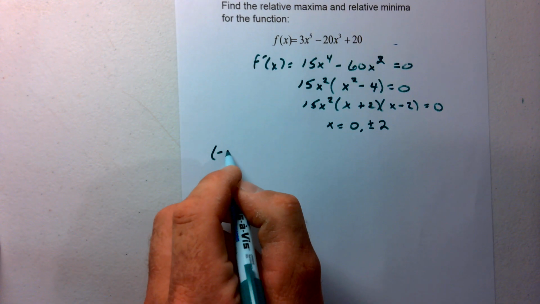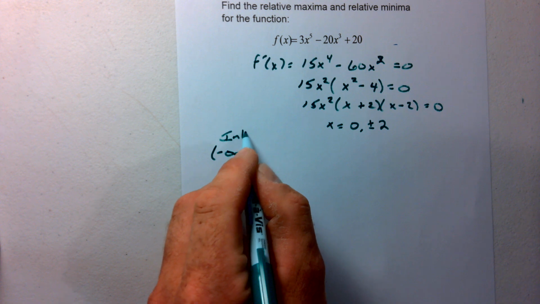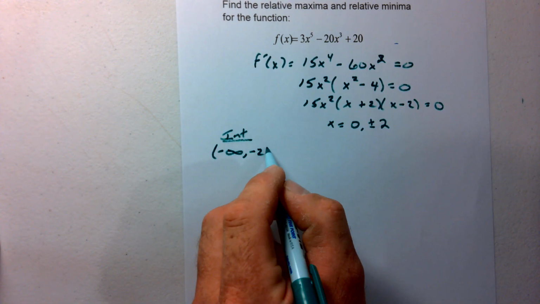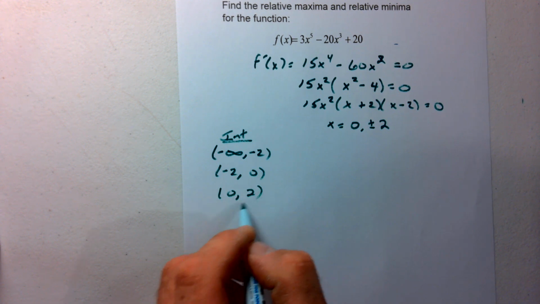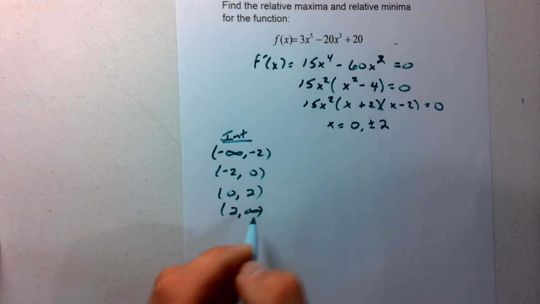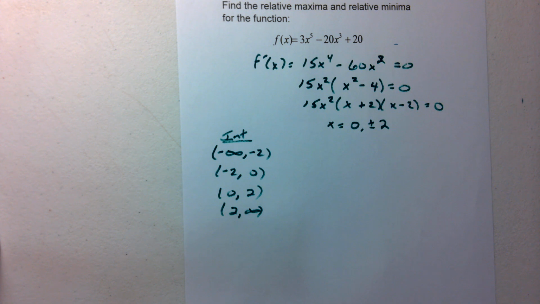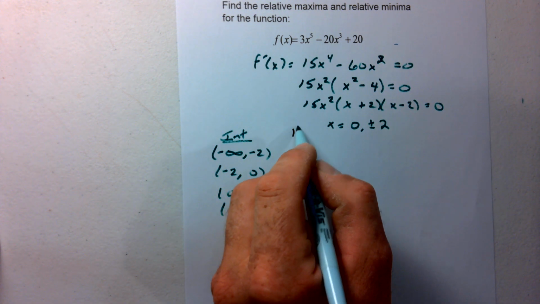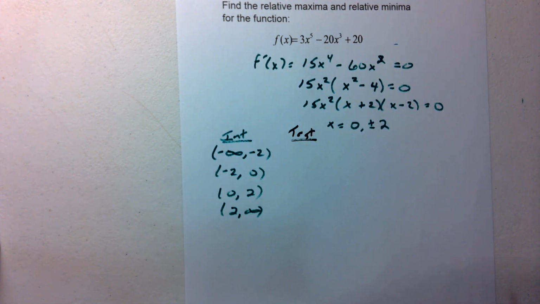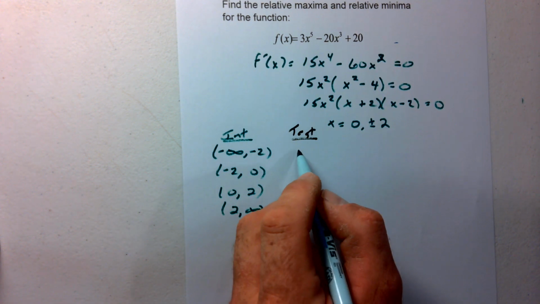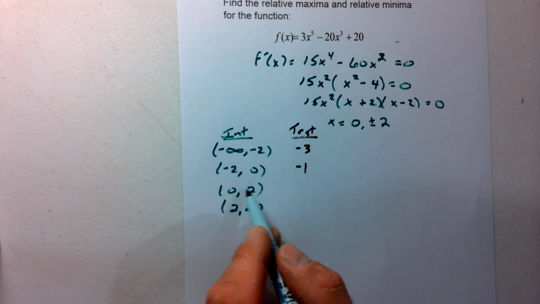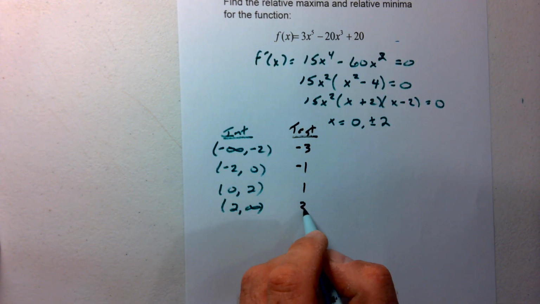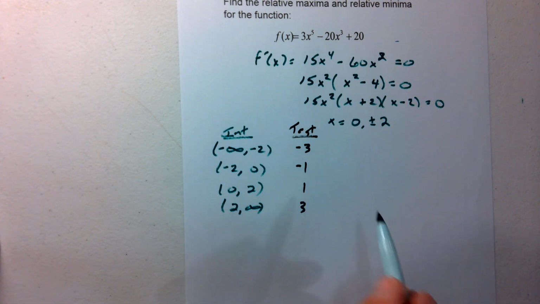So if I set up my intervals, I go from negative infinity to negative 2, negative 2 to 0, 0 to 2, and 2 to infinity. Notice these can get on the lengthy side, can't they? Yeah. So what do we want to test? If I want to test negative infinity to negative 2, I'm going to test negative 3. Negative 2 to 0, I'm going to test negative 1. 0 to 2, 1, and 2 to infinity is going to be 3.